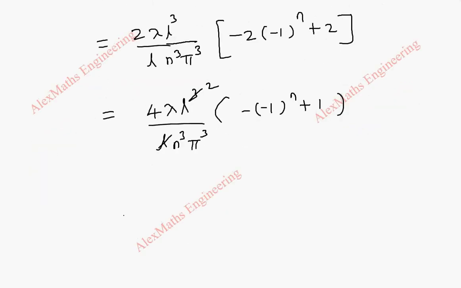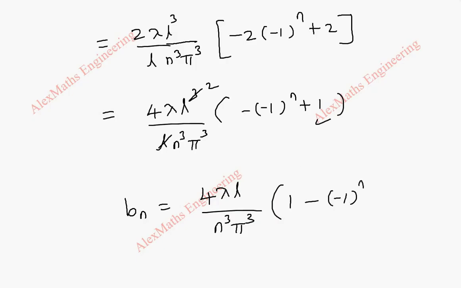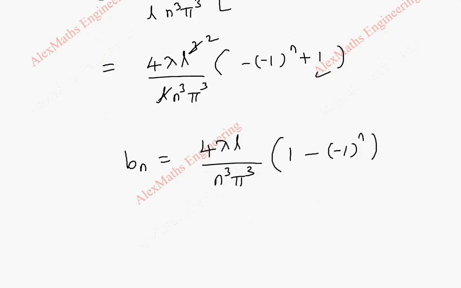We can cancel this, it becomes L squared. So finally we get Bn as 4 lambda L squared by n cubed pi cubed, and this we will rewrite. Let's write this one first, then this one second, because it's a negative term. We are writing it as a second term.